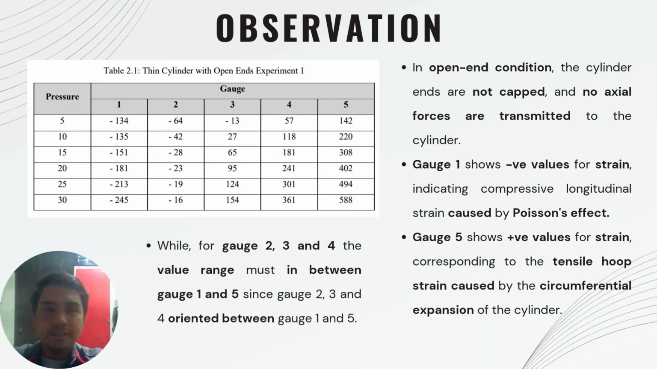So in the open-end condition, the cylinder end is not capped, resulting in no axial forces being transmitted. So gauge 1 shows a negative value for strain, indicating the compressive longitudinal strain caused by the Poisson effect, while gauge 5 shows a positive value for strain, corresponding to tensile hoop strain caused by circumferential expansion of the cylinder.